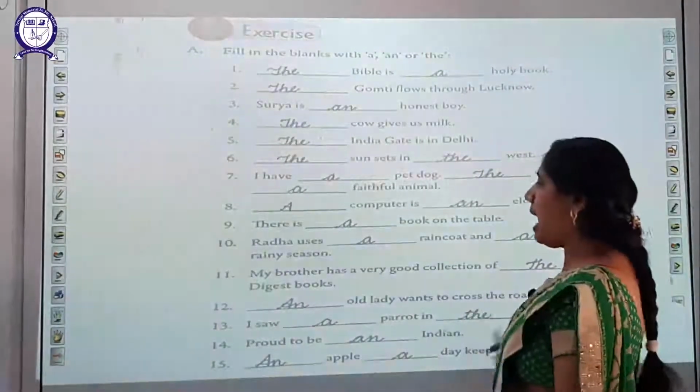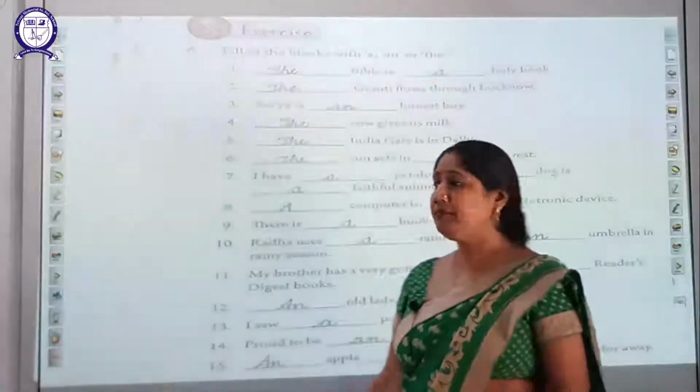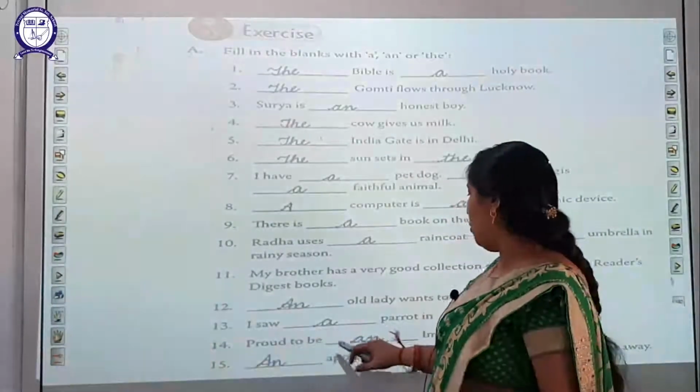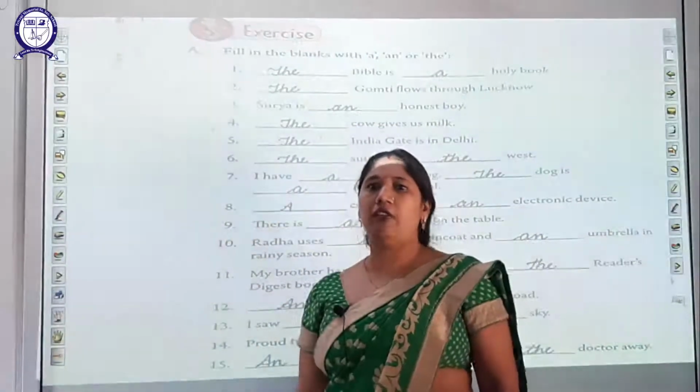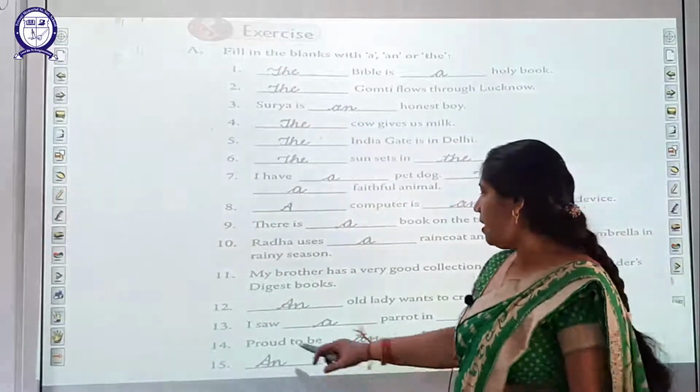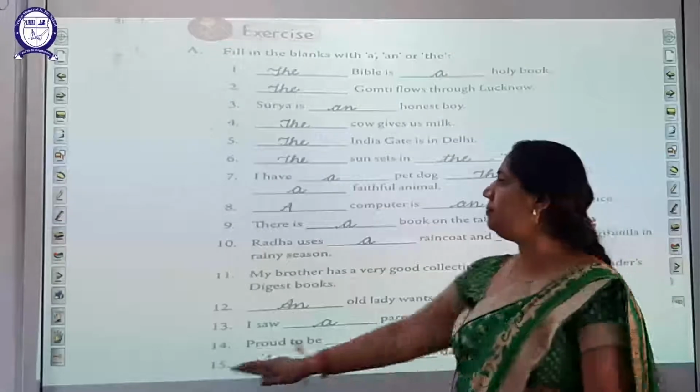In the sky, sky is a natural thing. Proud to be dash Indian. I is a vowel sound. So before vowel sound we have to mention an. Proud to be an Indian.